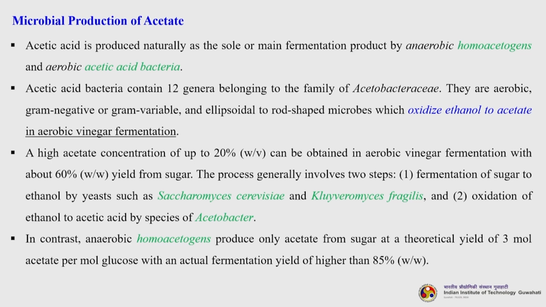The process generally involves two steps. The first one is fermentation of sugar to ethanol by yeast such as Saccharomyces cerevisiae and Kluyveromyces fragilis, and the second step is oxidation of ethanol to acetic acid by species of Acetobacter. In contrast, anaerobic homoacetogens produce only acetate from sugar at a theoretical yield of 3 moles of acetate per mole of glucose, with an actual fermentation yield of higher than 85% weight by weight.